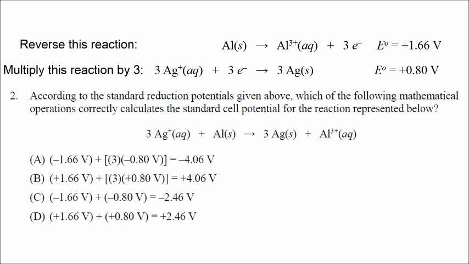So by reversing the first reaction, we go from negative to positive 1.66. The second reaction, we just multiplied by 3, but it's still the same potential, so 0.8. So A and B are incorrect. You're not going to multiply the voltage by 3 just because you multiply the half reaction by 3. Correct answer is D, 2.46 volts.